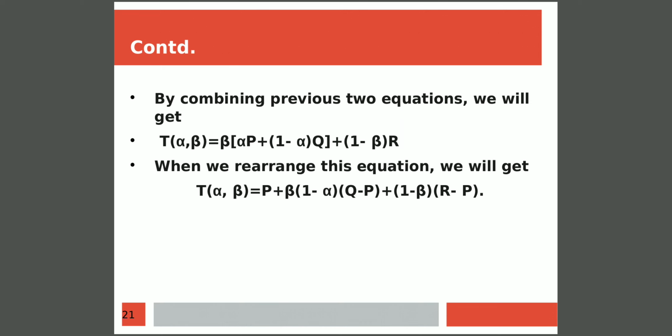If you rearrange these terms, we get the next equation, T of alpha comma beta equal to P plus beta of 1 minus alpha into Q minus P, plus 1 minus beta into R minus P. This is regarding planes.